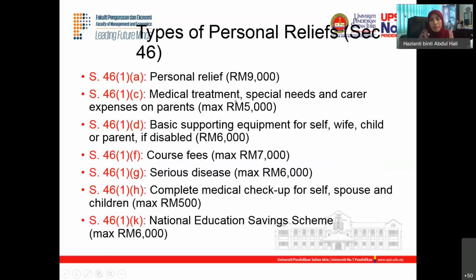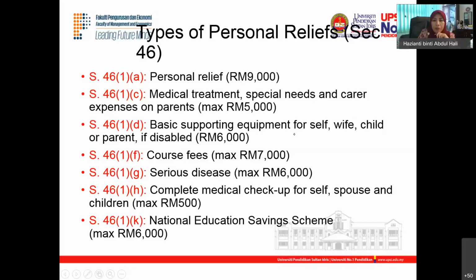46.1A, personal relief up to 9,000. Ini automatically dapat. Once you register for your tax number, you key in your data, automatically you will get personal relief, 9,000. Alright, and then for 46.1C, medical treatment, special needs and care expenses on parents must be supported by doctor's letter. Okay, maximum 5,000.